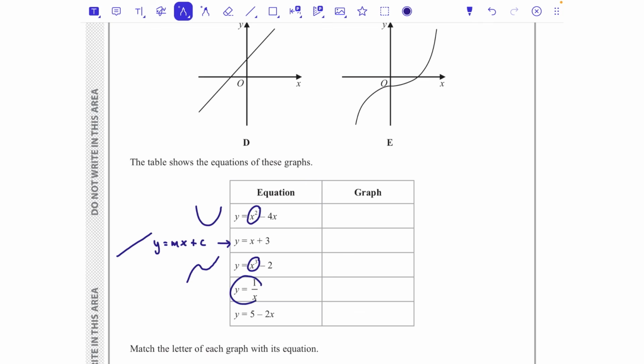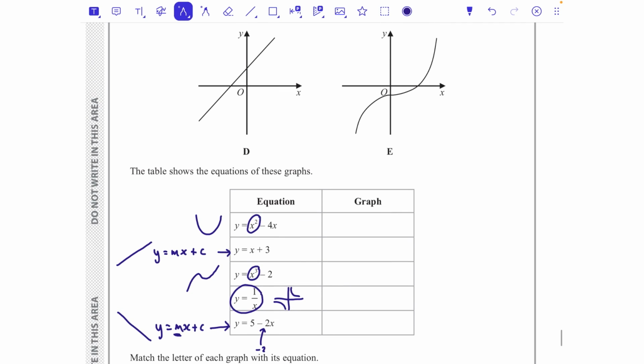This graph is a reciprocal graph. Now I like to think of it that it looks a bit like a fraction. It's got a top bit and a bottom bit. And again, this one here is also y equals mx plus c, but m is our gradient. And because that gradient, the number in front of the x is minus 2, we know that line's going to be coming down. So using that information, let's have a look which graph makes most sense.